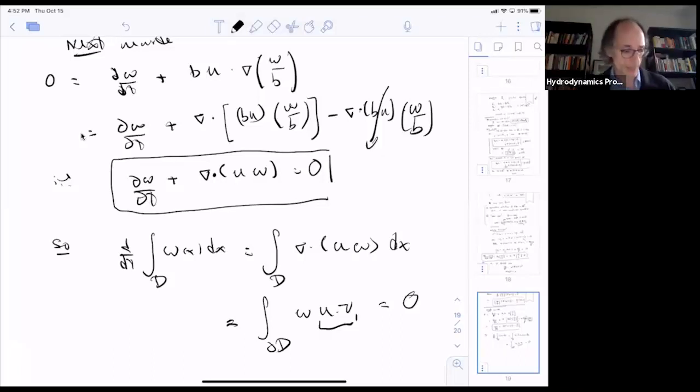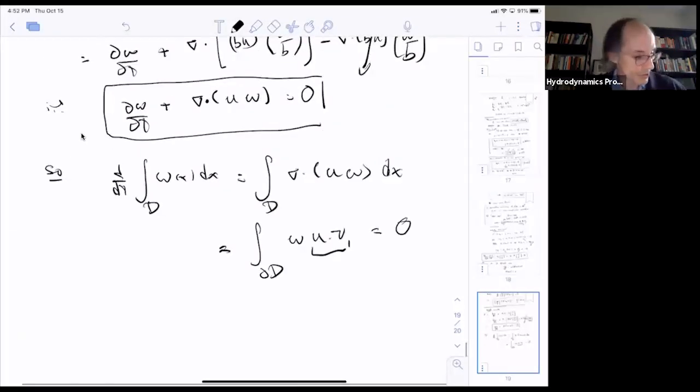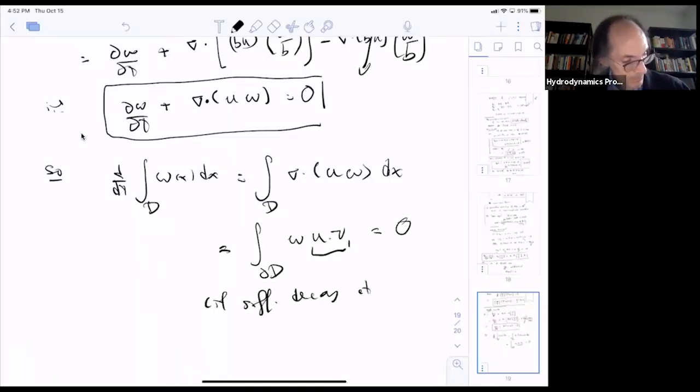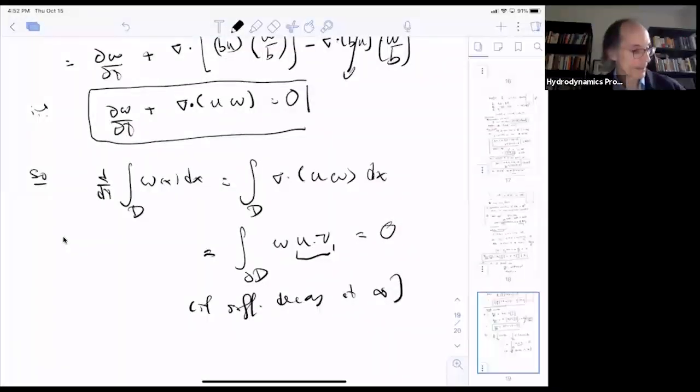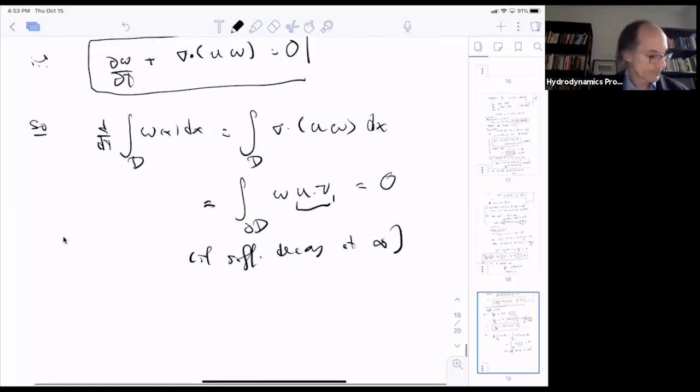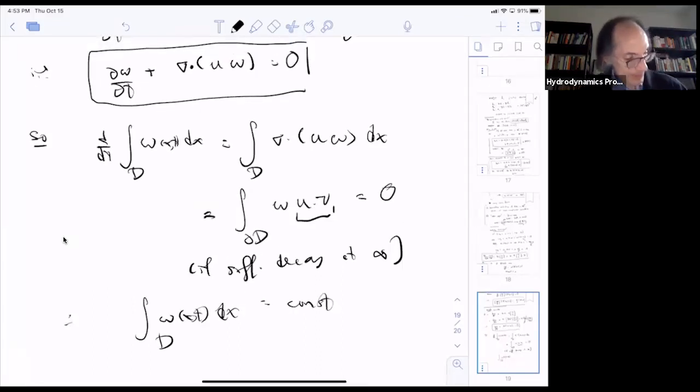And in that case, I need sufficient decay at infinity to justify this. And so we'll have to check that more carefully. But at least formally, this integral of omega is conserved. What else? Also, and I should have put t here. Omega of x, t dx is constant, independent of time.